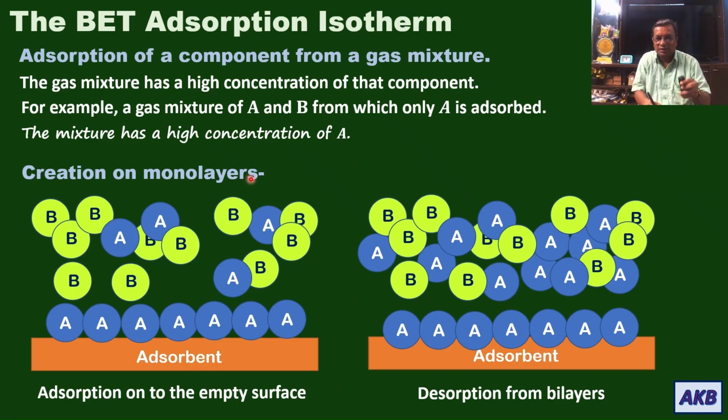That means there are two ways in which monolayers are created on the surface of the adsorbent. One way is by adsorption on the empty surface, and the other one is by desorption from the bilayer of the adsorbate molecules. So I hope the concept is clear to you, how monolayer is created, or what are the two ways in which monolayer of adsorbate molecules is created on the surface of the adsorbent.